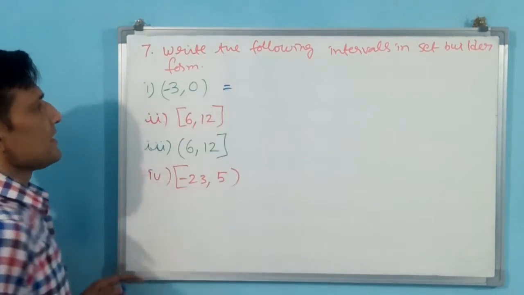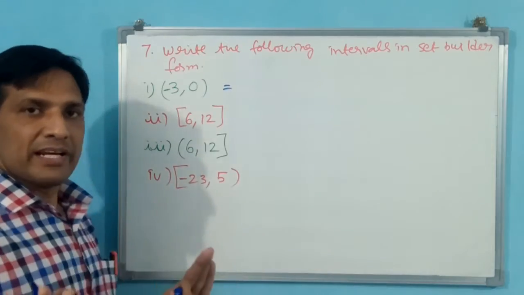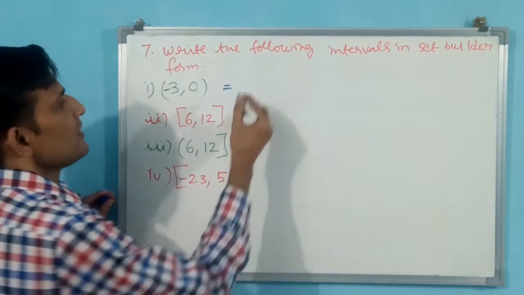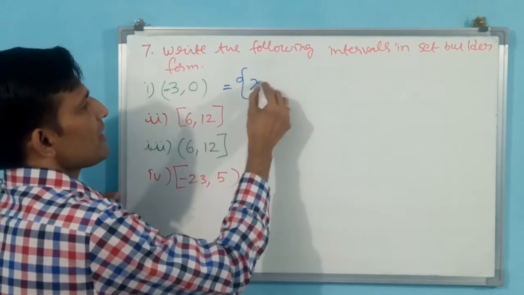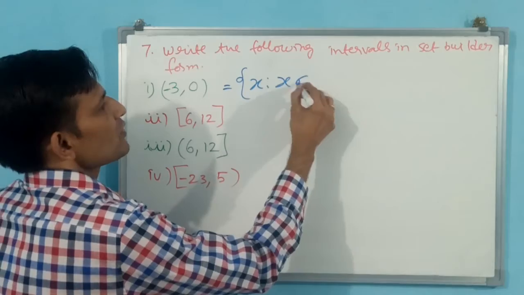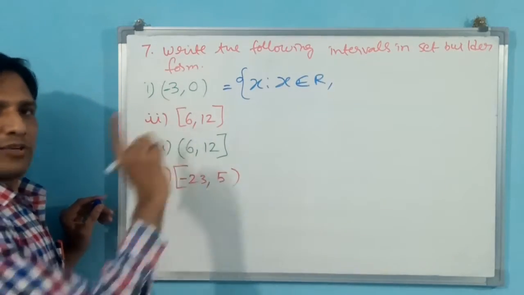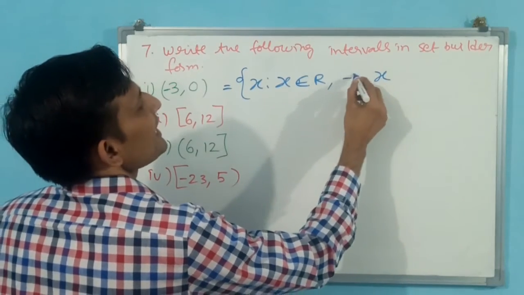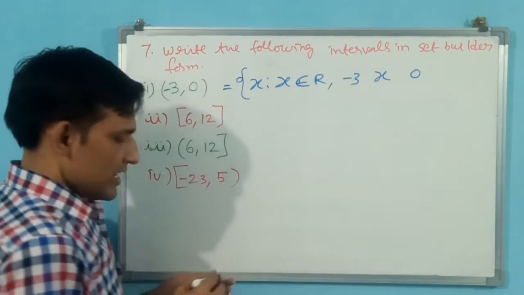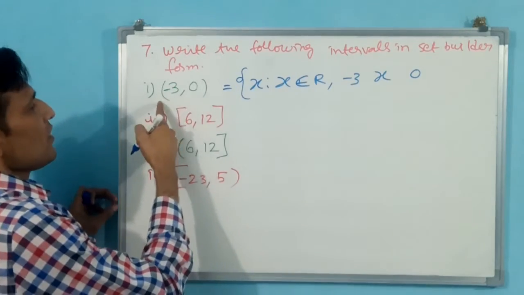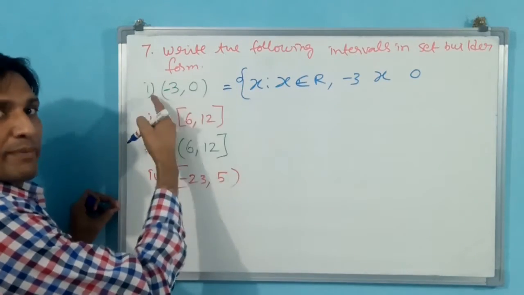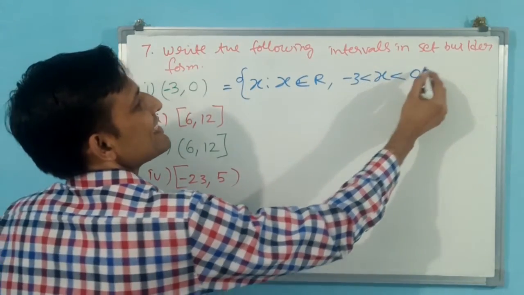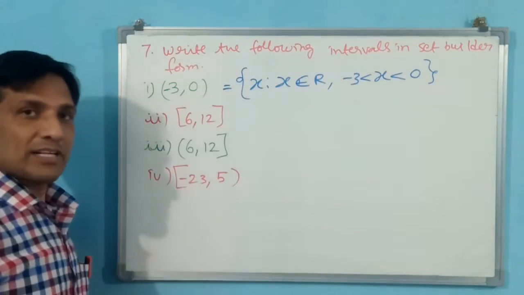Okay, now I am going to write. See, whatever number you take, take real numbers only. Don't take integers, natural numbers like that. Why? Because if you take real numbers, it is enough. Okay, I am writing like this. Set builder form. For all values of x, x belongs to R. Now x, minus 3, 0. Okay. Now we decide what to write. Both are open brackets only. Open parenthesis means only this one. Close it. You understand now?